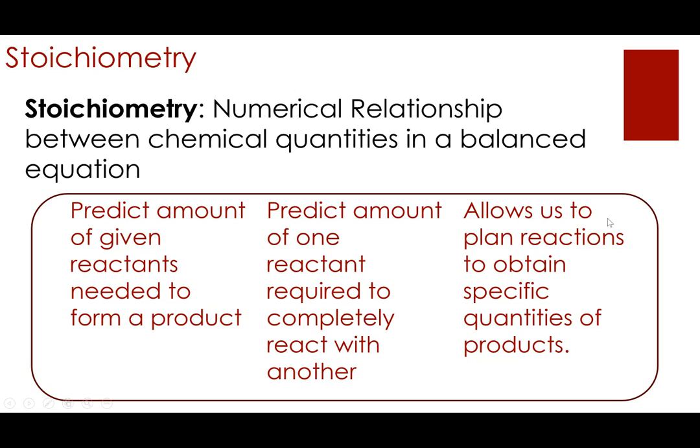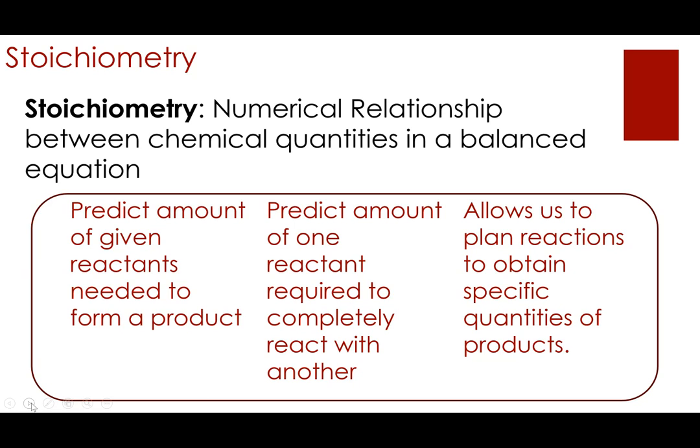And then it'll allow us to plan reactions with specific quantities. So if a customer orders 3 tons of ammonia, we want to plan it so that we don't make 20 tons and waste a whole bunch. So stoichiometry really is just the accounting in chemistry. It allows us to do a lot of really great predictions and account for the chemical reactions that we're doing.